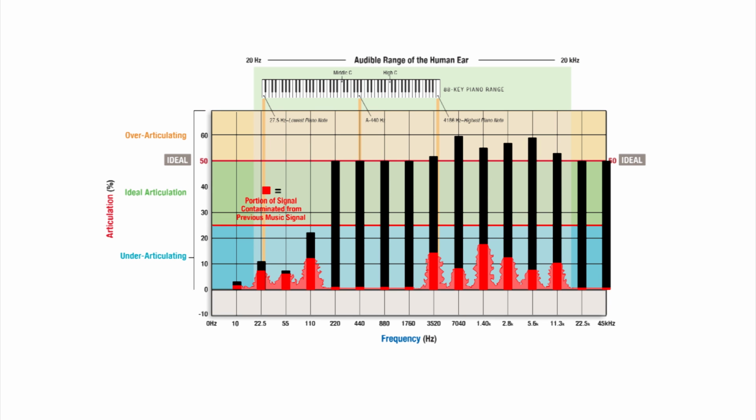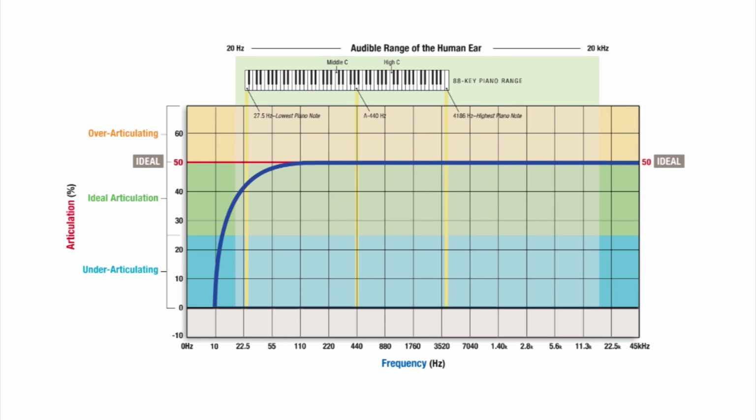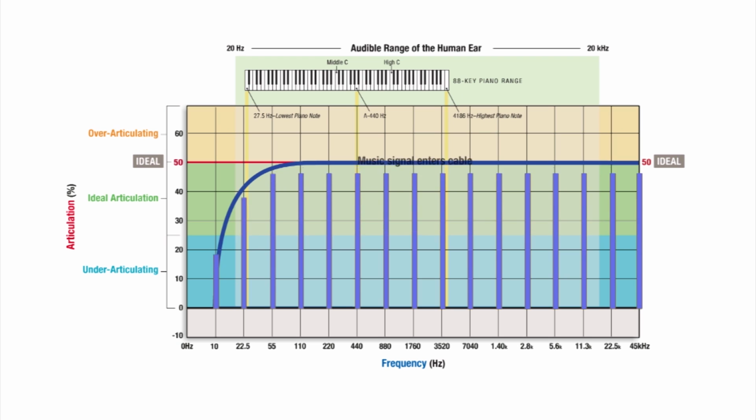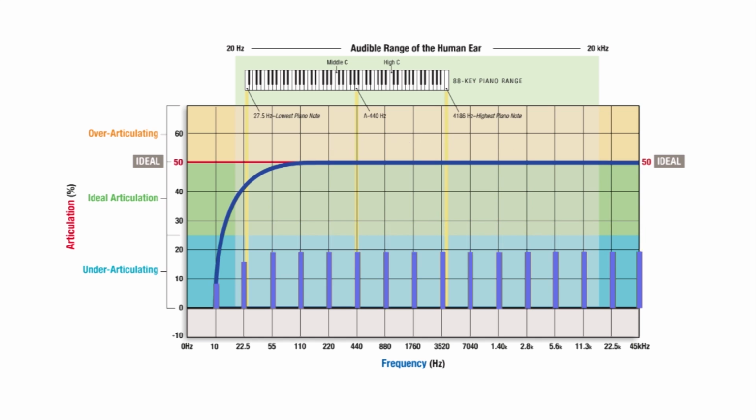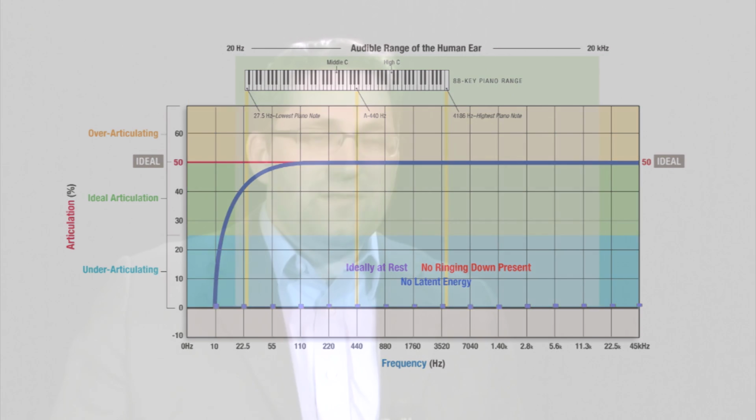Now let's take a look at an 8-foot Oracle speaker cable from MIT. As the musical signal enters the cable, all of the articulation poles from 22.5 Hertz to 45 kilohertz are articulating ideally. There's no ringing up, no ringing down. Therefore, there's no latency present in the cable. As the music signal decays, it settles out completely before the next musical signal stimulates the cable. This means it's linear.